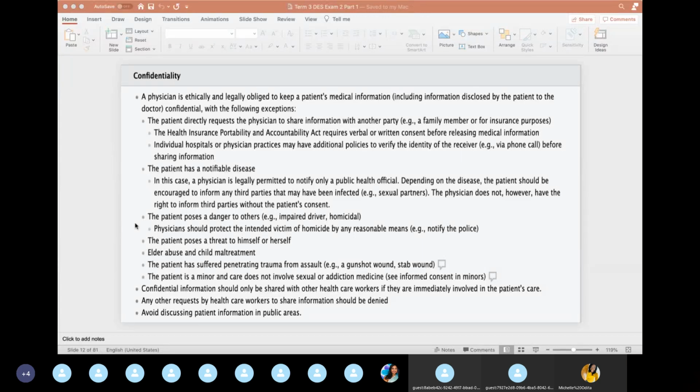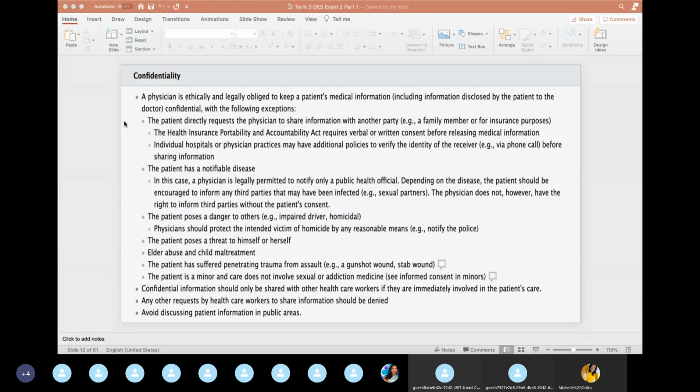You need to avoid discussing patient information in public areas. When you go to the hospital, you look at the walls, some of the elevators, they say it there: avoid discussing patient information in public areas.